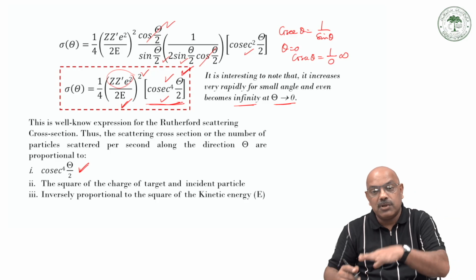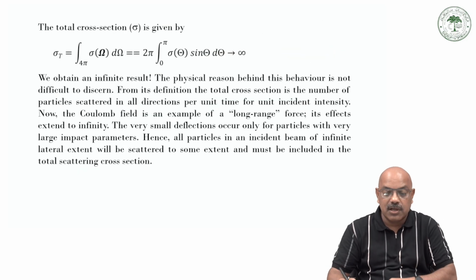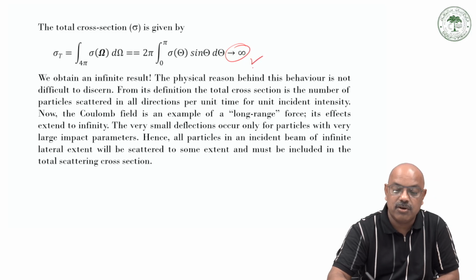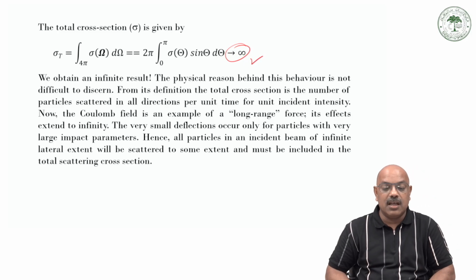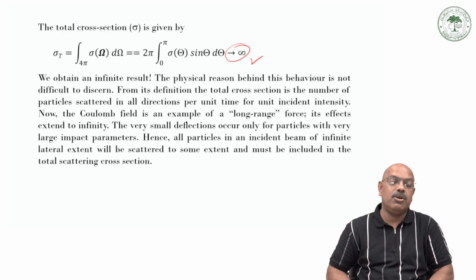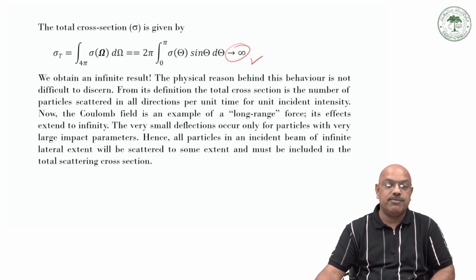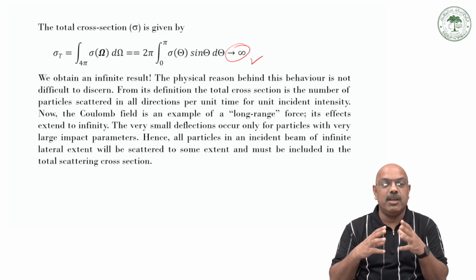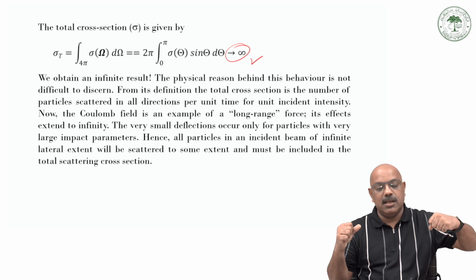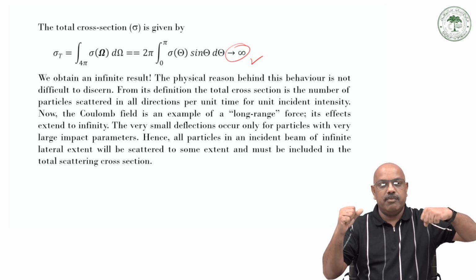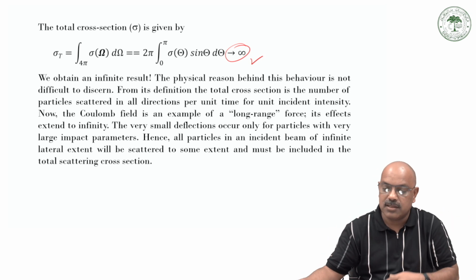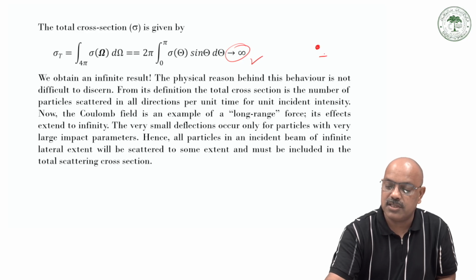And if you do the total scattering cross section, this is also going to be infinity. You can calculate this integral, but this is definitely going to be infinity because we obtain an infinite result. Why? The physical reason behind this is very important. This is a Coulomb field. If a particle is coming towards this, and this is a plus charge, it will get deflected.